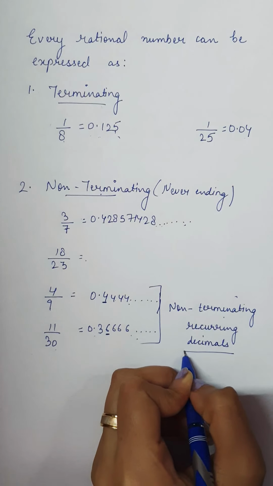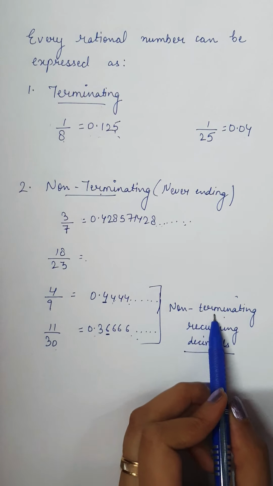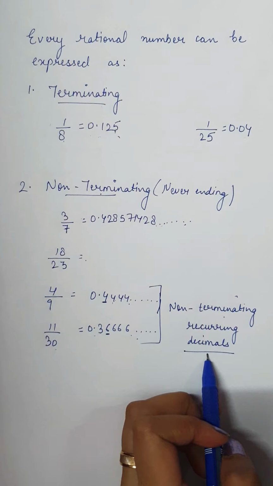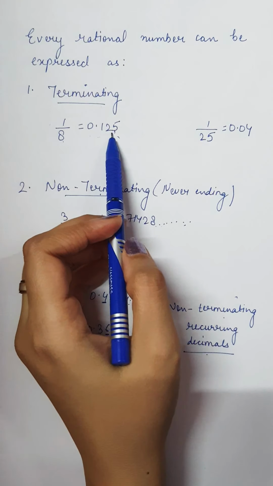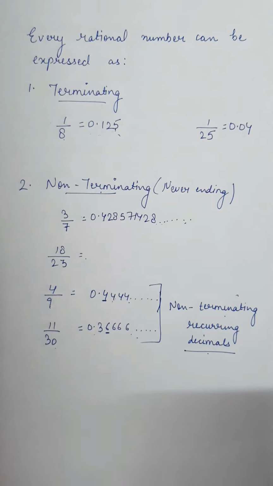So never-ending and repeating decimal places will be non-terminating recurring decimals, and terminating means which will end, leaving the remainder 0 in the division.